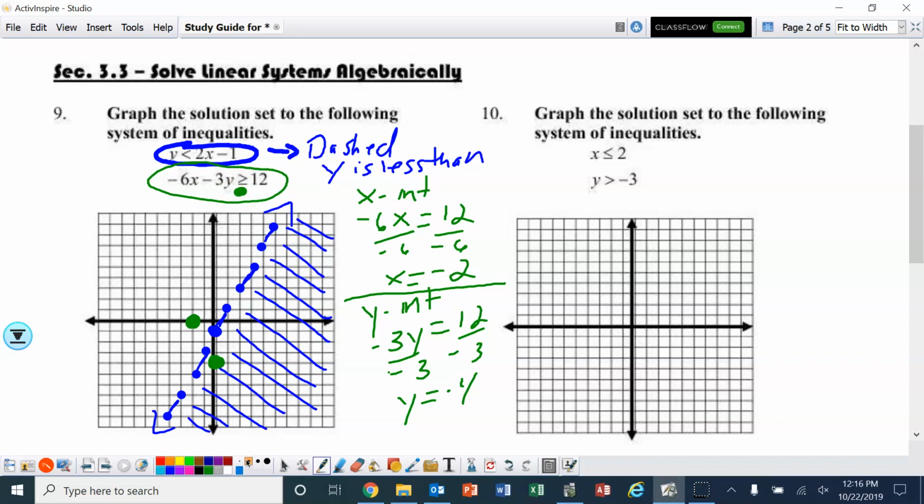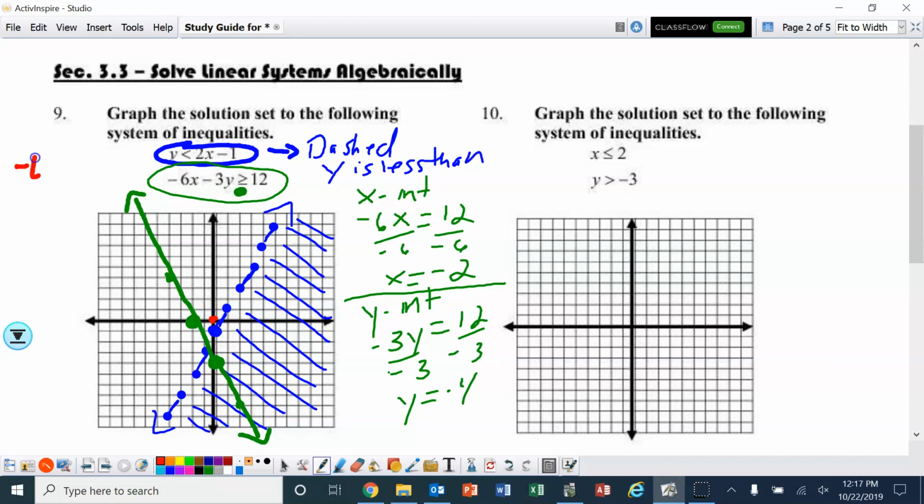Now, I could put more dots on based on what I see for these two dots. I see that it's down 4 over 2. So I could put some more dots in. All right, solid line. Now, when I do it this way, I'm going to have to check a point. So I'm going to check the point 0, 0.